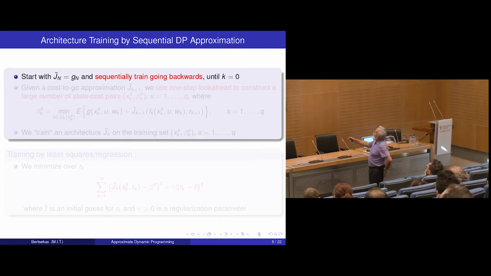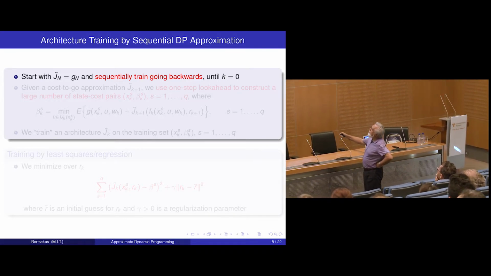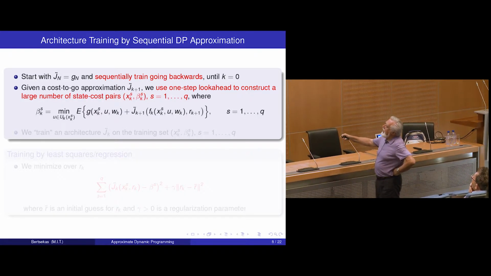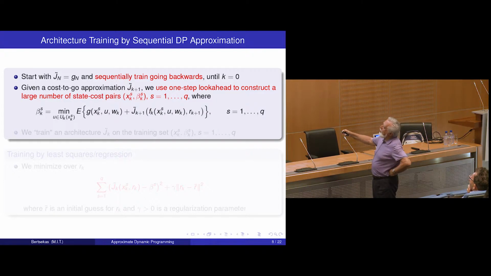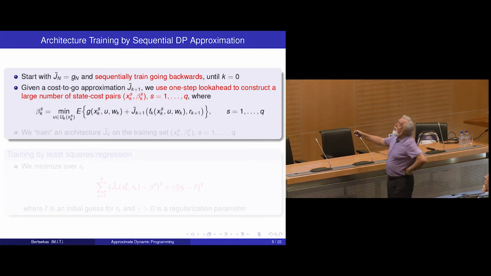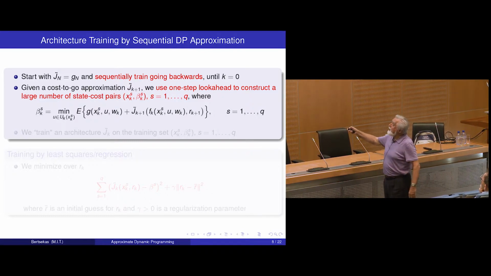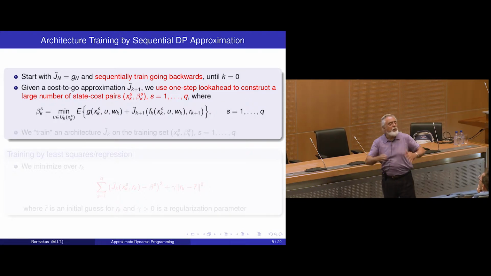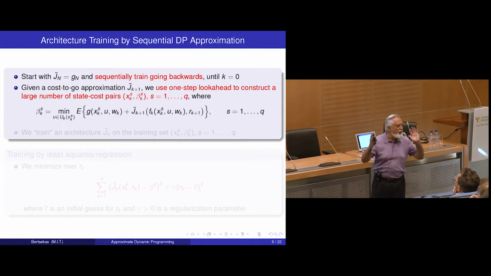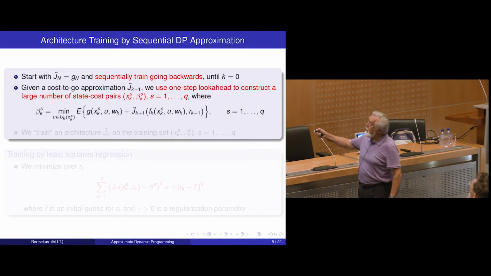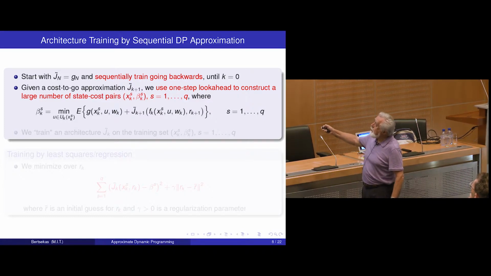So given a cost-to-go approximation J tilde k plus 1, let's say that we use one-step lookahead to construct a large number of state-cost pairs. Now, we sample the state space, okay? We obtain potentially a very large number of sample states. It's x_k^s, s goes from 1 to q. Q can be large, 1,000, 10,000, 100,000. And for each one of these sample states, we calculate this expression.